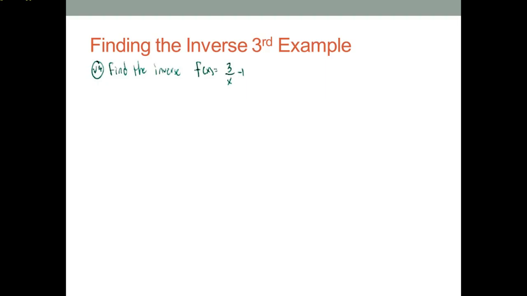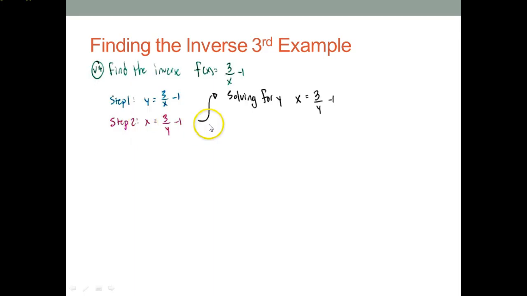I want to find the inverse of the f of x where it's 3 over x minus 1. So first step, replace the f of x symbol with the variable y. Second step, again, switch those variables around, aka the magic step. And then let's begin solving for y. So I'm going to add 1 to each side. And then I have y in the denominator, and that's troubling.